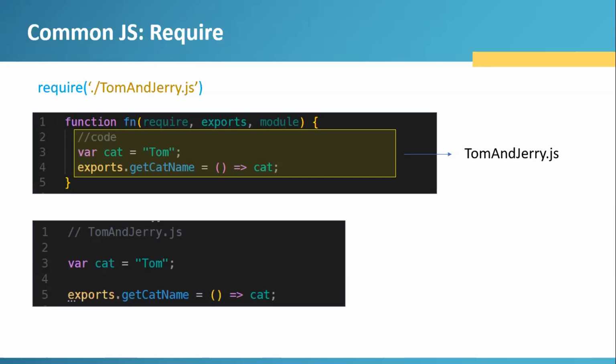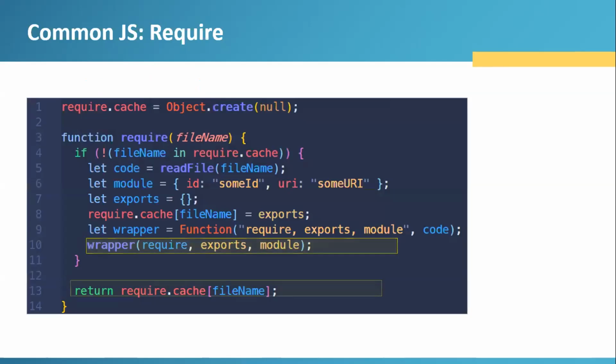Now let's go and complete this require function. In the last line we'll just return the module interface, which is nothing but that object whose property is get cat name, and that's it. That's how require works. Now that's pretty interesting that require works this way, but there are a few caveats in the require function as well.